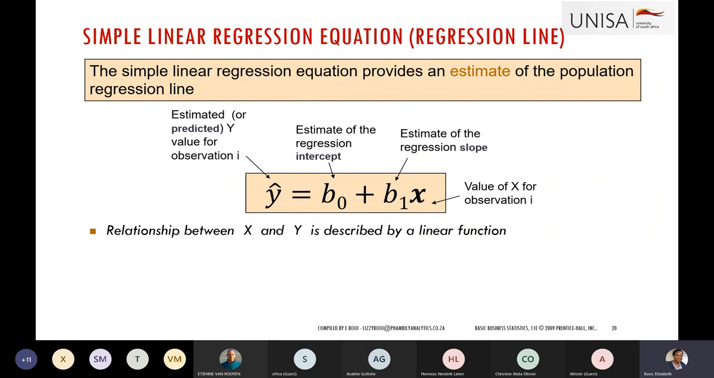So this is the equation we use to describe the relationship between X and Y, which we use as a linear function. It helps us interpret the value of the slope, because we are able to use that to see if the changes in Y are assumed to be related to the changes in X. If it's positive, then the changes in Y are positively related to the changes in X.